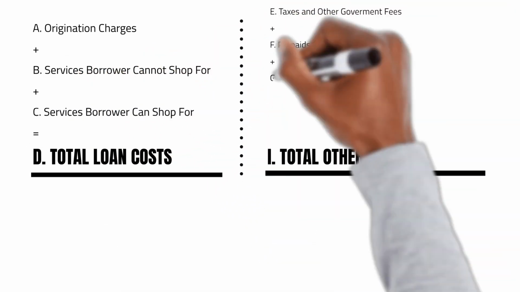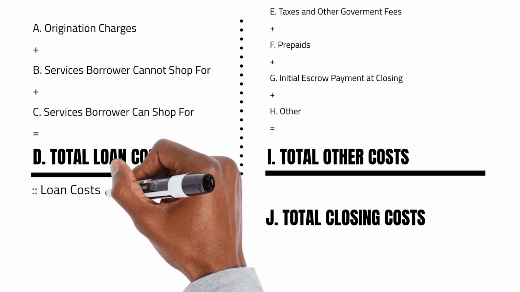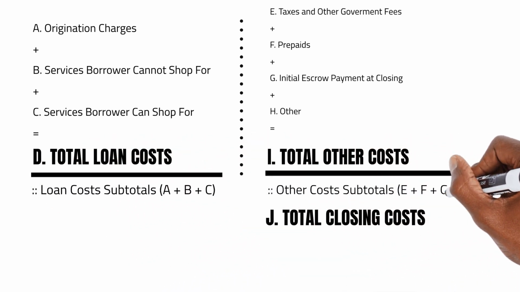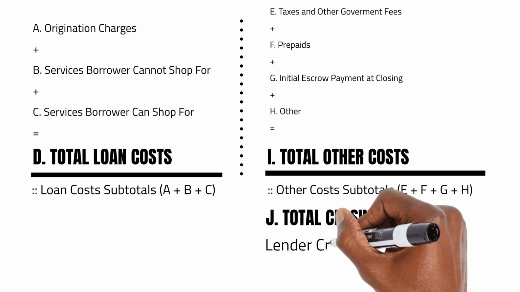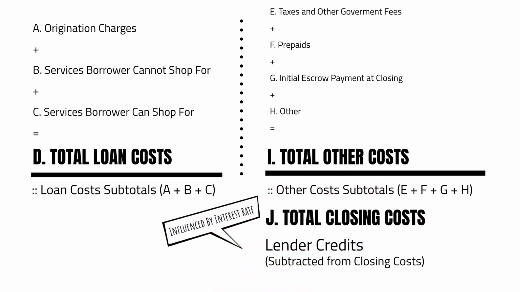Now I skipped section D and section I because all that's doing is adding up the fees in each of its columns. And under section I, you'll see section J, which will total all of your closing costs. And under section J, you will have any applicable lender credits, and that's going to be mostly associated with what you're choosing in your interest rate.